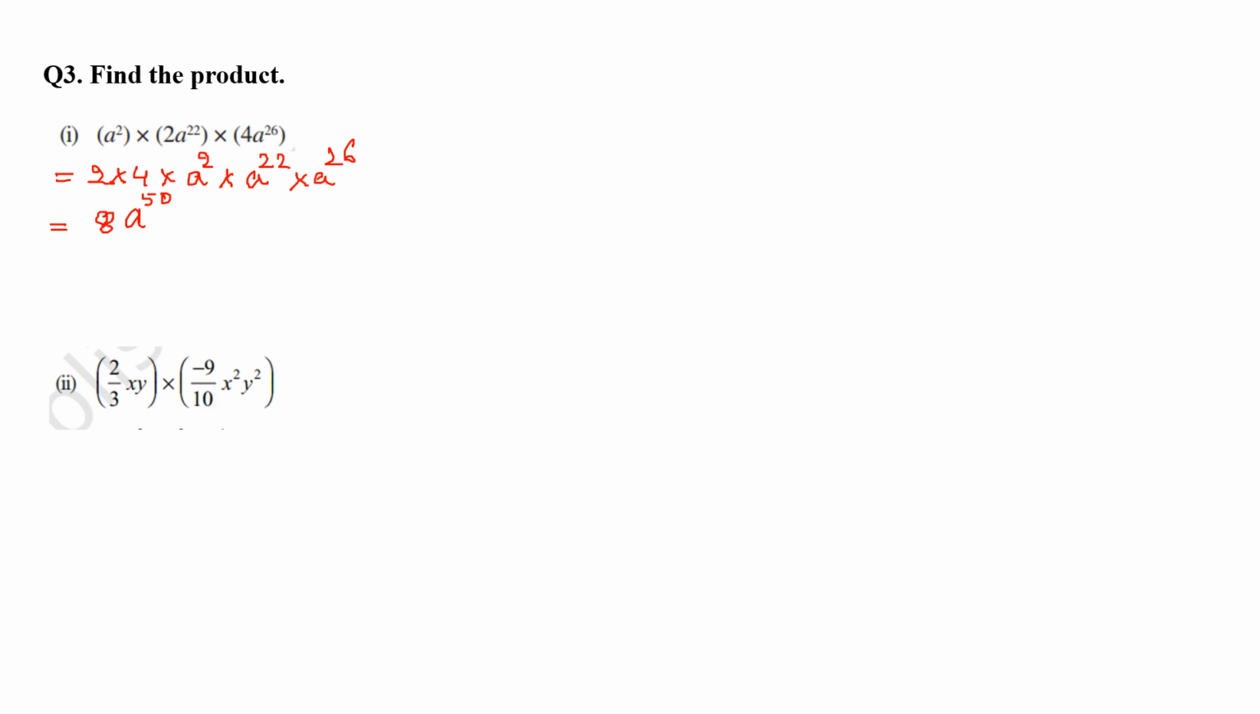Now second question. 2 by 3 xy multiplied by minus 9 by 10 x square y square. So first multiply the numerical coefficient. So 2 by 3 multiplied by minus 9 by 10 into xy into x square y square. Now you can reduce it, isn't it? 2 times 5 will give me 10, 3 times 3 will give me 9. So it will be minus 3 by 5. Here it is x, here is x square. So x into x square will become x cube and y into y square will become y cube. So this is the product.